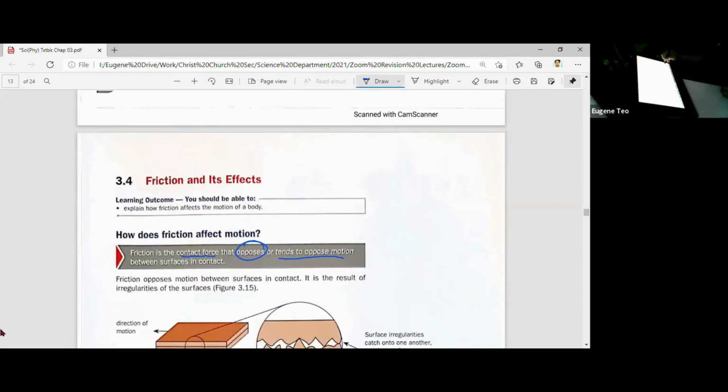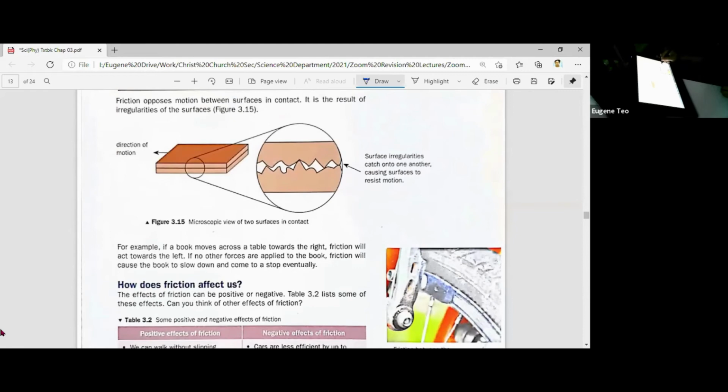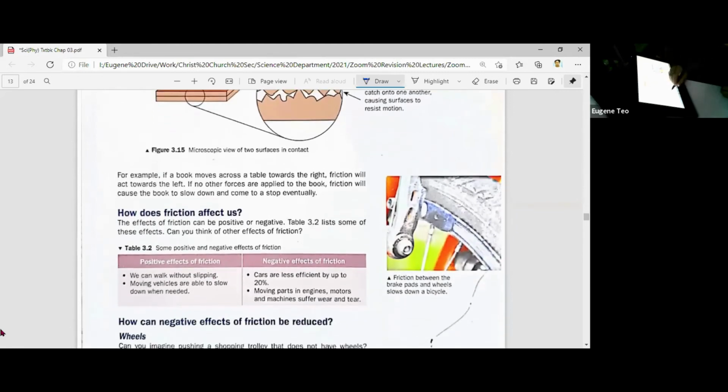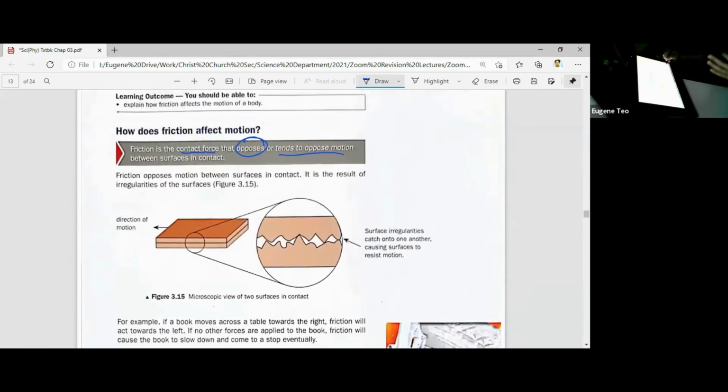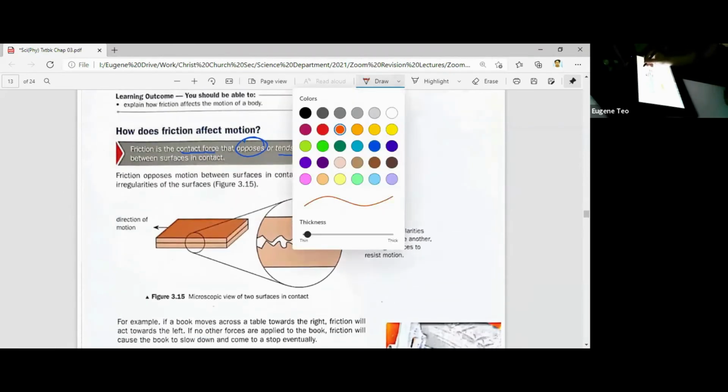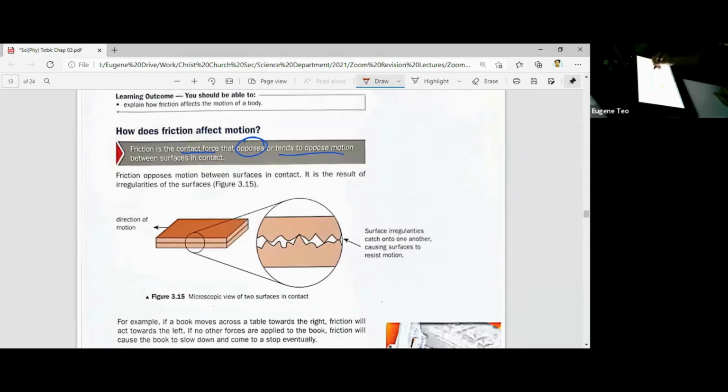Now there are many effects of friction, there's positive and there's negative. So actually we can walk because of friction. Without friction, just imagine ice skating. You can't really move forward. It's difficult and you will just keep slipping. Moving vehicles are able to slow down when needed. Negative effects, make things less efficient, make things suffer wear and tear. But I guess really the key idea behind friction that most people tend to get wrong, is actually this. Okay, it's really about the wheel.